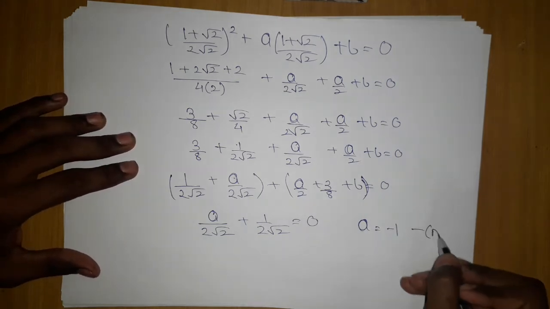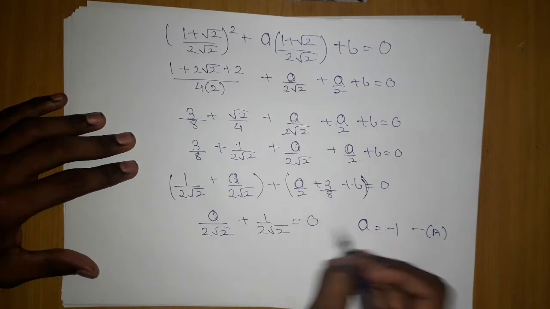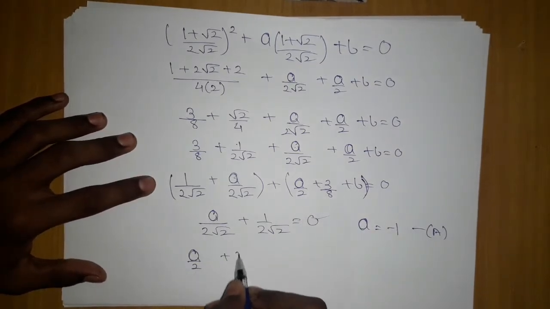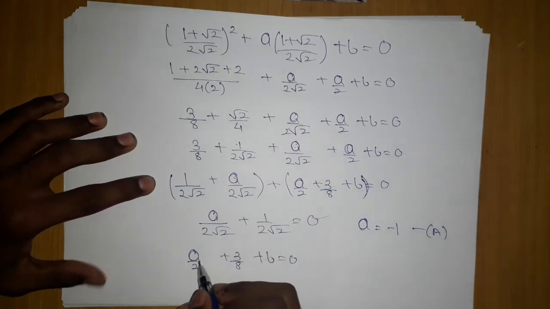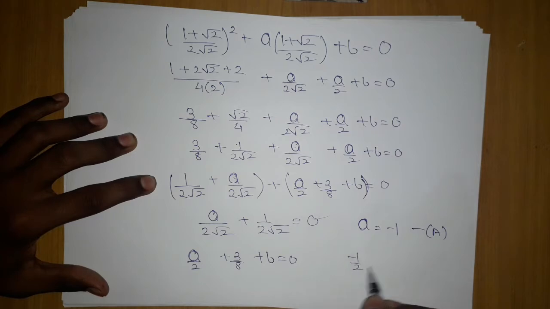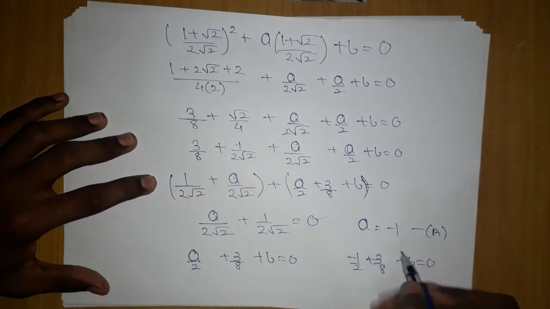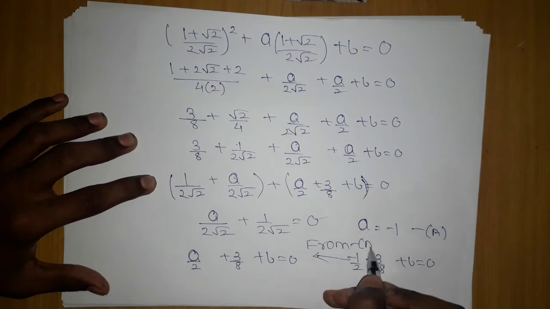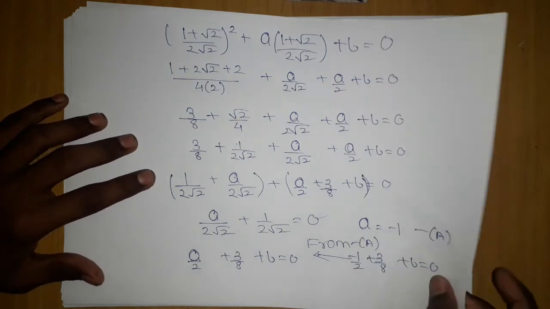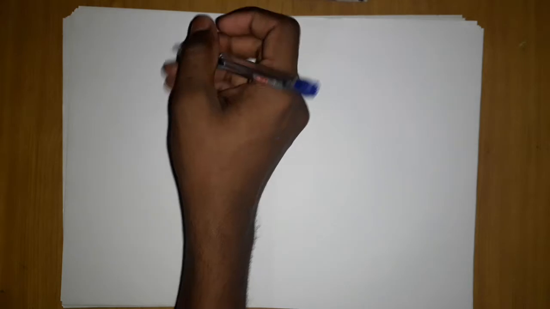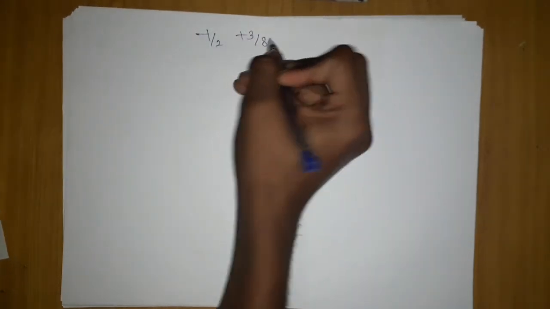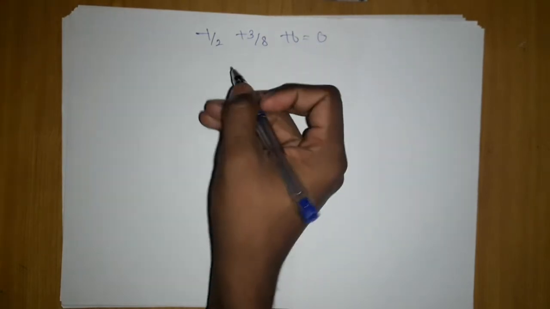Let me use it in this rational part. a by 2 plus 3 by 8 plus b should also be equal to 0. From the first part I can put a equals minus 1, so minus 1 by 2 plus b should be equal to 0. From where did I get this? From the first part, from a. Let me take the next page. So if I put this stuff, plus 3 by 8 plus b should be equal to 0.